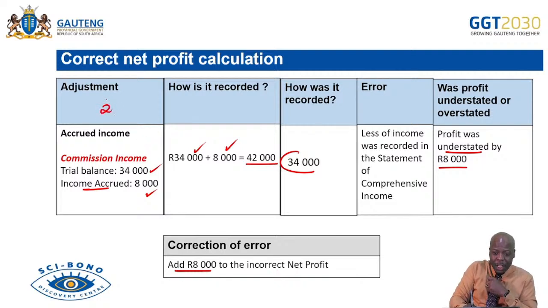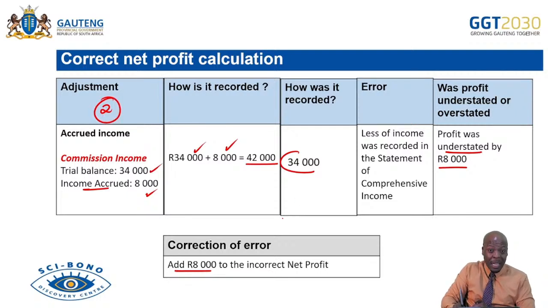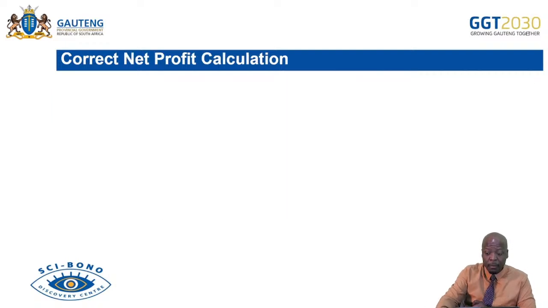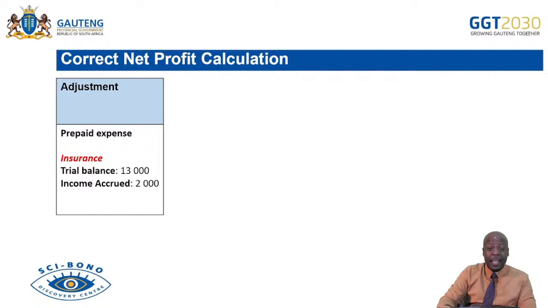Remember now, adjustment number 2. This is adjustment number 2. Can we go to number 3? Let's go to adjustment number 3. Adjustment number 3, it begins and it says, this is a prepaid expense. Remember, we dealt with 2 income adjustments. The first one was income received in advance. The second one was what? Yes, accrued income. So let's come to our expenses then.